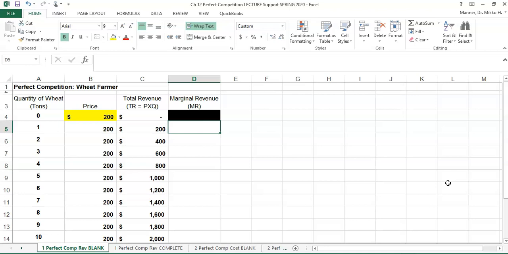Marginal revenue. Okay, let's put the whole formula there. The change equals the change in total revenue. So revenue goes up from 0 to 200 when I sell 1 ton, going from selling 0 to 1 ton of wheat, divided by the change in quantity, which is just 1 in this table.